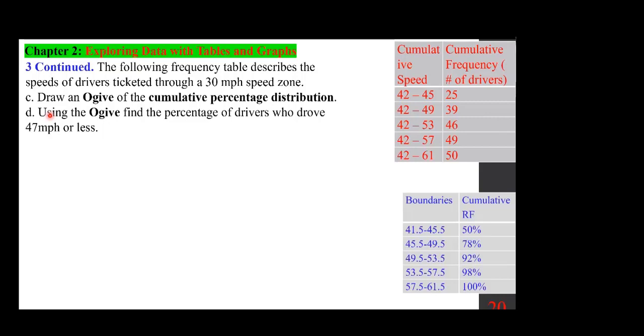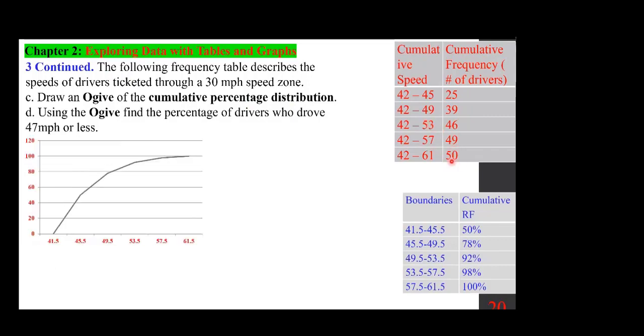The lower boundary of the first class will always correspond to 0. The upper boundary of the last one will always correspond to 100% or 1. If instead of cumulative percentage it corresponds to cumulative frequency, then the last one corresponds to n. So take a look at how it works. I want to make sure everybody's following that. Lower limit 41.5, so this always corresponds to 0. Upper boundary of the last class. This is always n or 1, depending upon whether we are dealing with frequency or percent frequency.